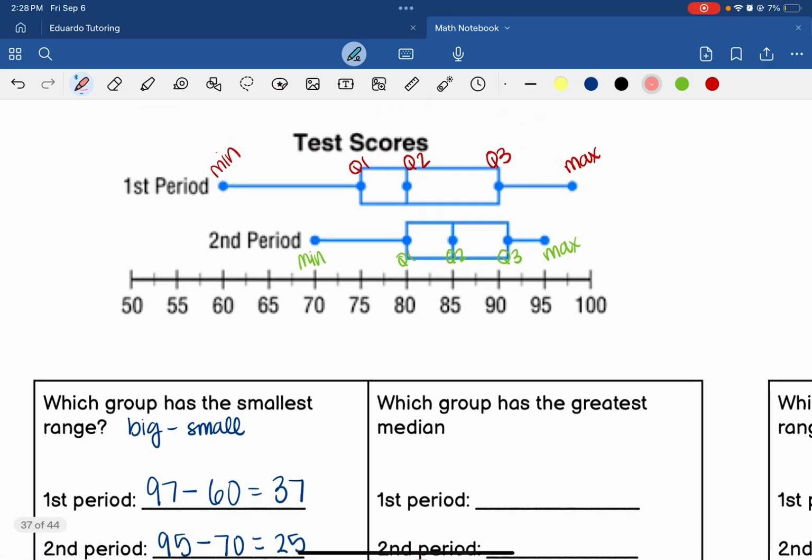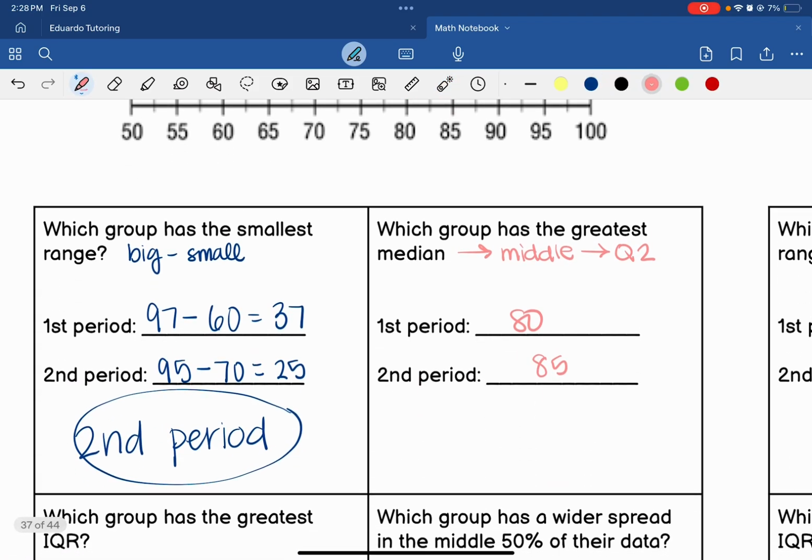All right, for the group that has the largest median, remember median, that is your middle number. And if you don't remember the middle number in a box plot, well, that's Q2. So the middle is going to be right here, which it looks like it is 80. So we have 80 for first period. And then for second period, it looks like our median is right here, which is at 85. So it looks like, once again, second period wins this one with the greatest median. Press pause if you need to.